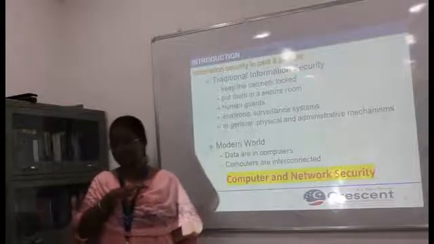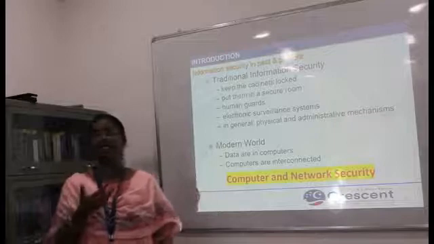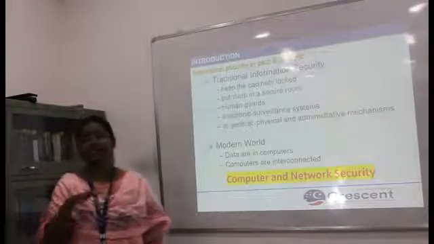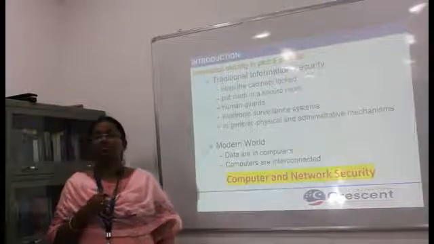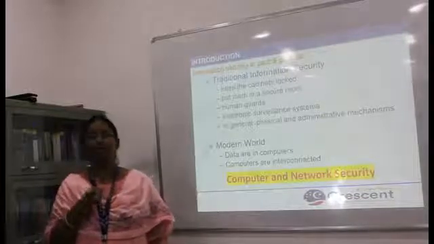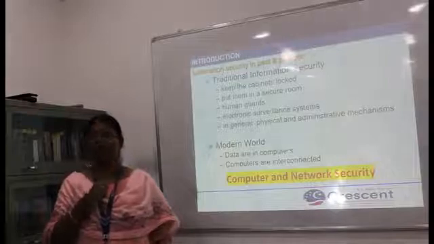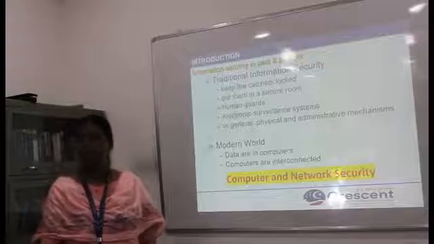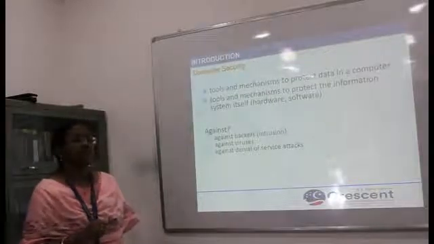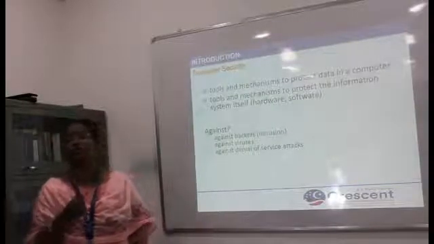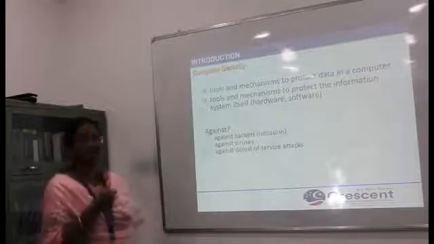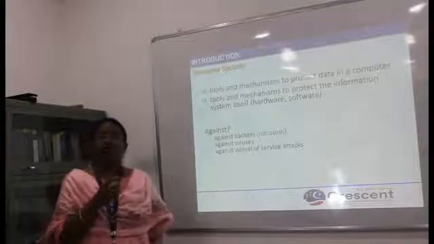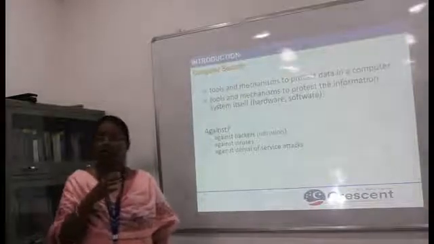So these are the basic physical and administrative measures for the general provision of security. Now we are in the modern world which has computers. How do you provide computer security for the data which is stored in the computer? We all store data in the computer. How is computer security done? For this you make use of tools. Tools and mechanisms are used to protect the data in the computer. Also the hardware and software inside the computer are protected.